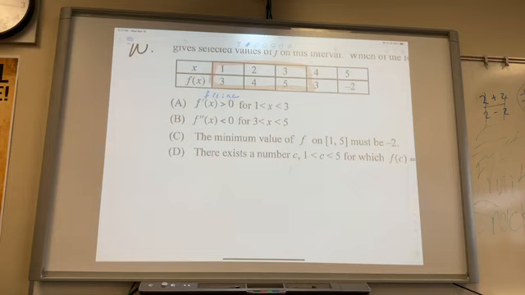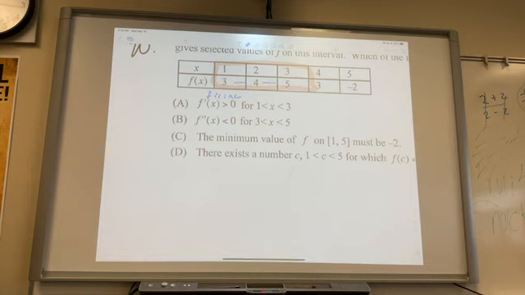When I have a table and you see it going up, does that mean it has to be increasing on that interval? Really? Because what if this graph looks like this? What if it looks like that? Increase, increase, increase, increase.